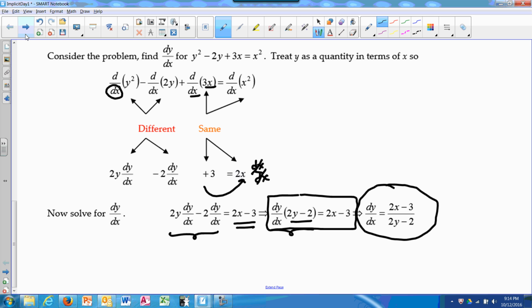So the key is, do the variables match? If they do, you don't have to tack anything on. If they don't, you do have to tack on that chain rule.